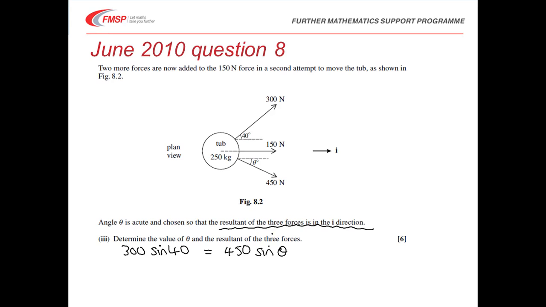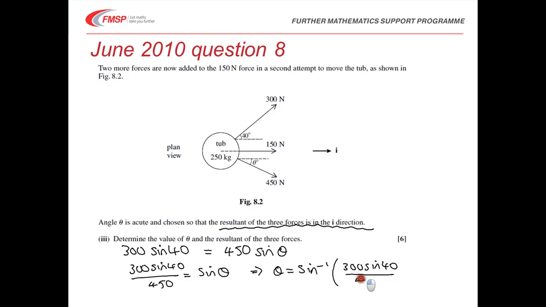So rearranging this, 300 sine 40 divided by 450 equals sine theta, and so theta will be the inverse sine of 300 sine 40 over 450, which works out to be 25.373 degrees. You could round that off at this stage, but I think we're going to need it in the next part, so I'll keep the full value there. So we've determined the value of theta, it's around 25 degrees.